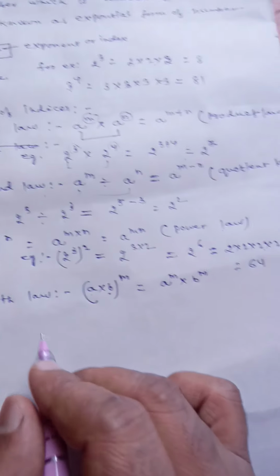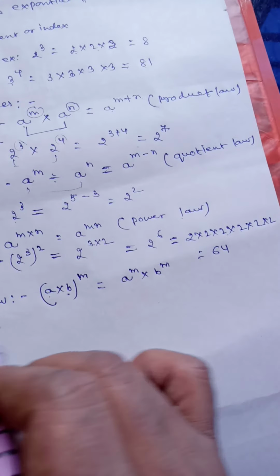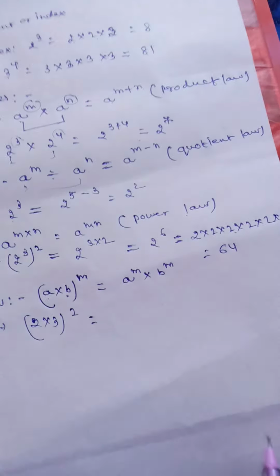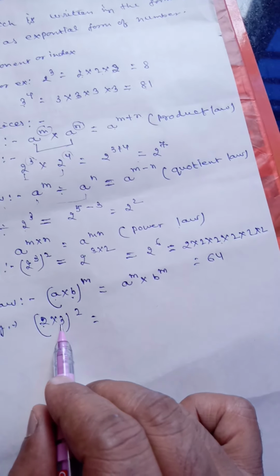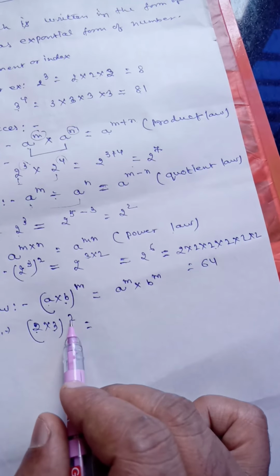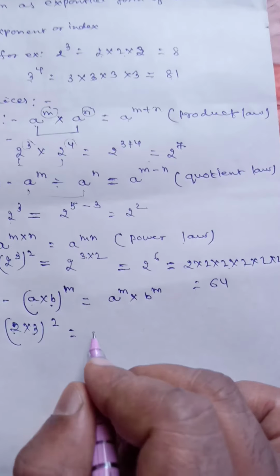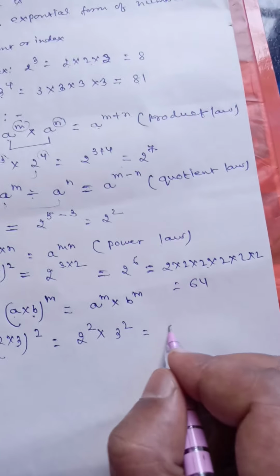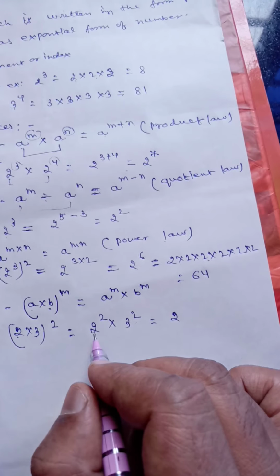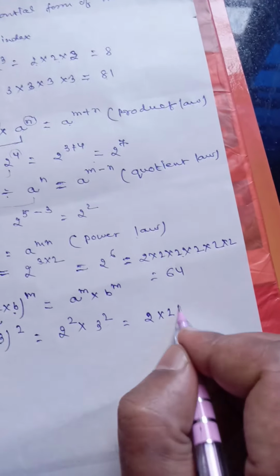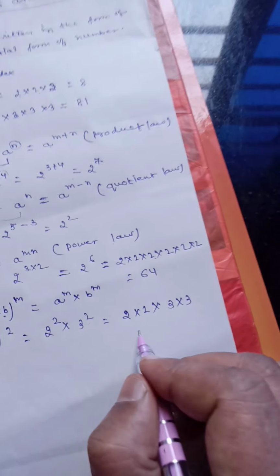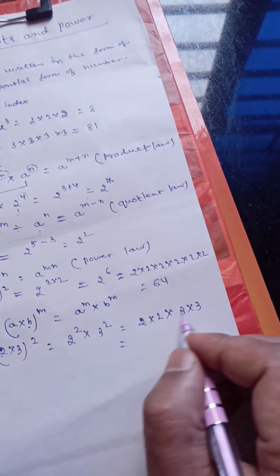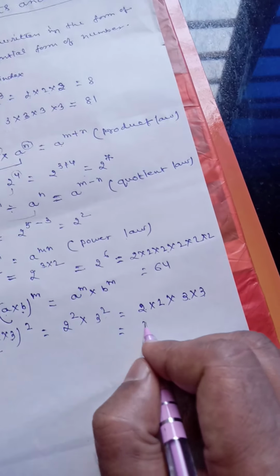For example, 2 into 3, all raised to power 2, is equal to, as we know that 2 and 3 are the bases and 2 is the exponent, 2 raised to power 2 into 3 raised to power 2. 2 should be written 2 times, 2 into 2, and 3 into 3. The product of 2 into 2 into 3 into 3 is 36.